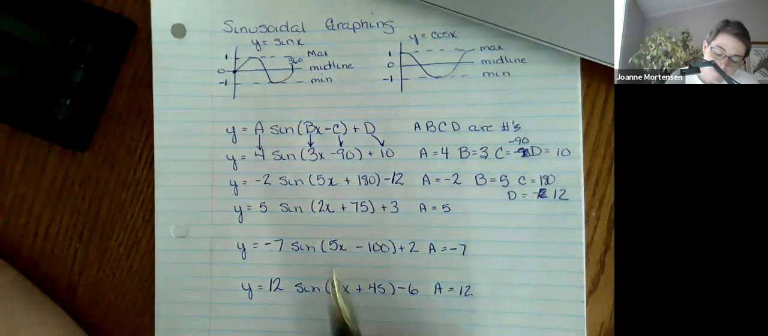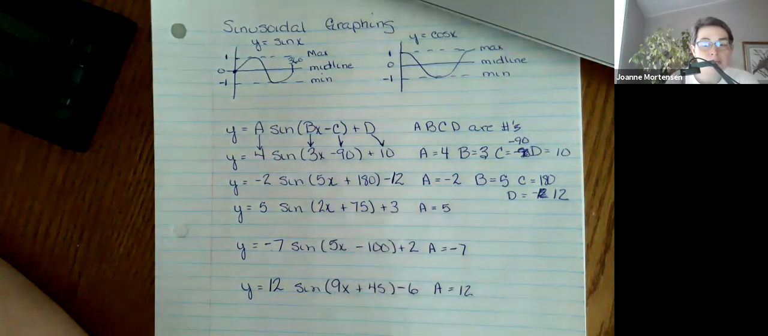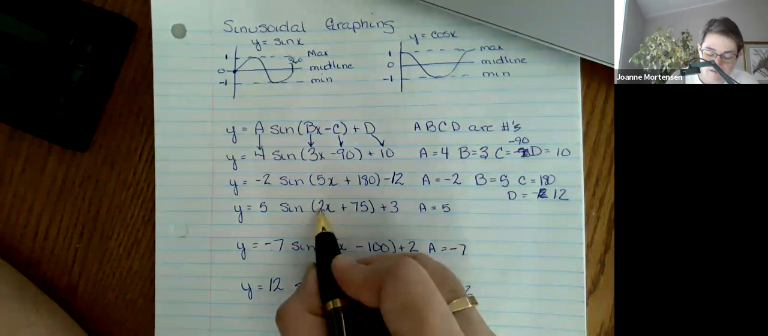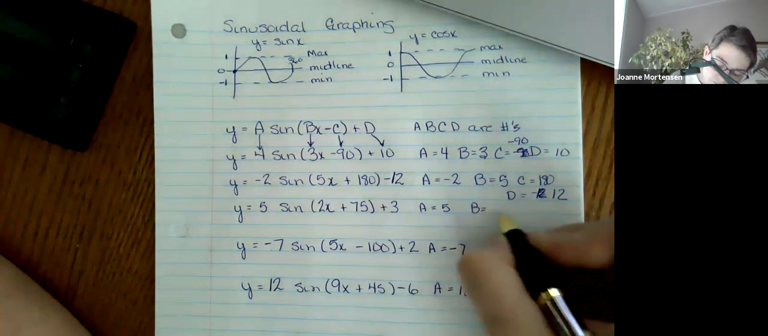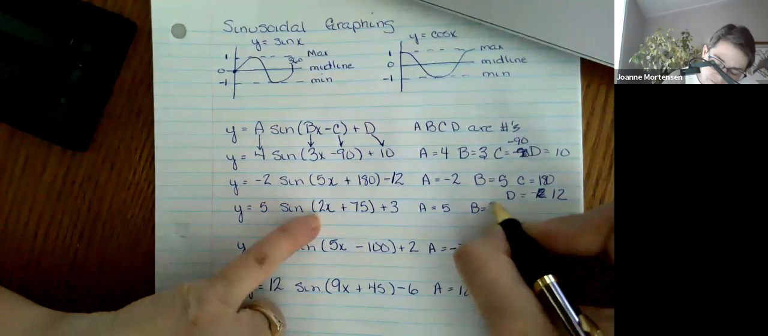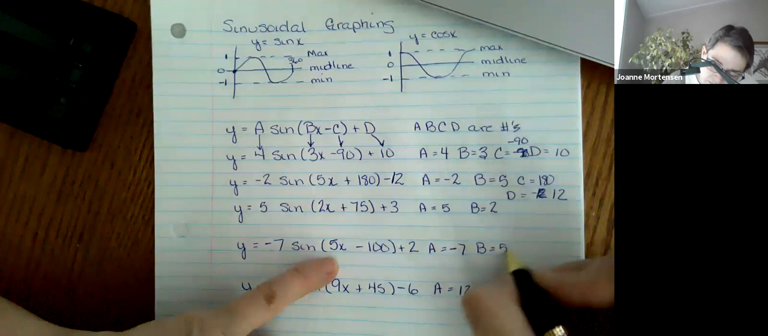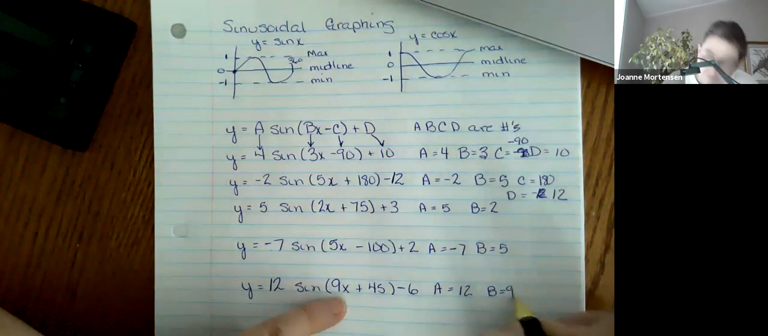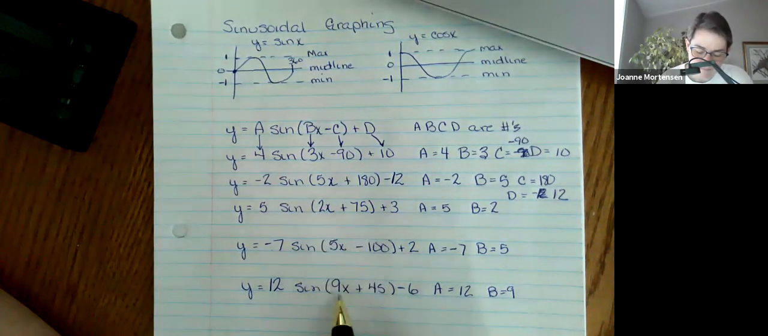All right, so B may or may not have a bracket, but it's going to be the number right in front of the X. So B is equal to 2. B is equal to 5. And B is equal to 9. There, and there, and there.